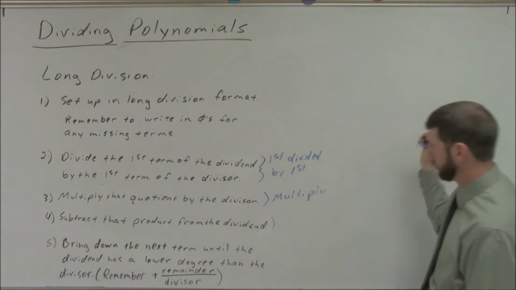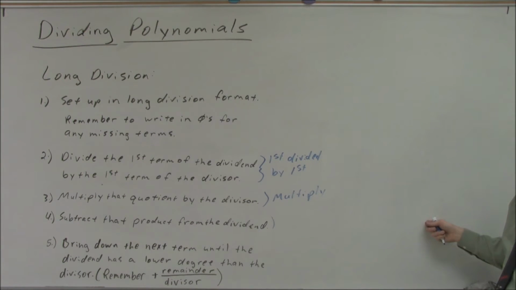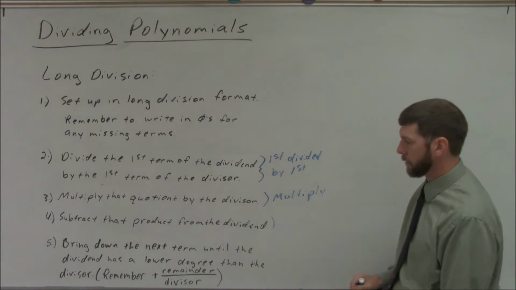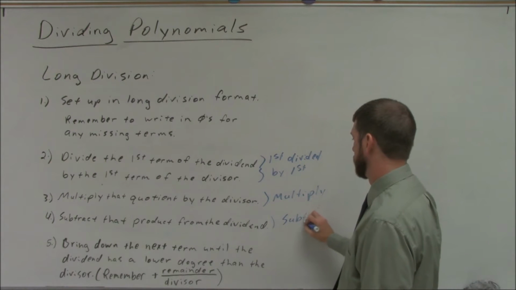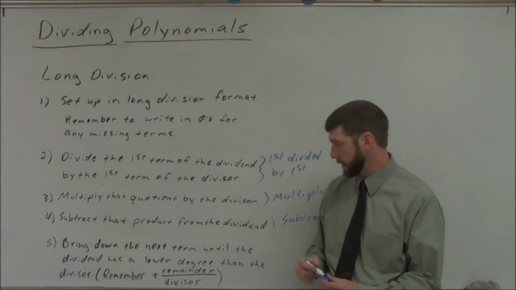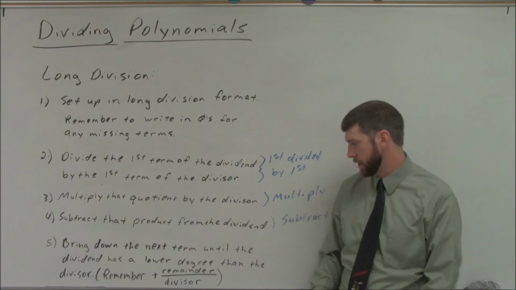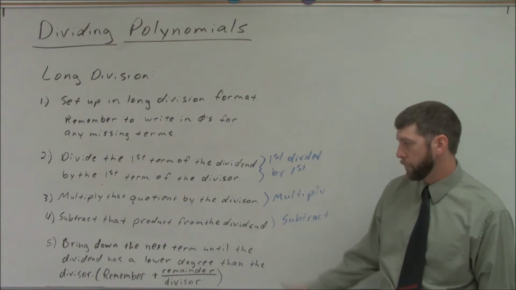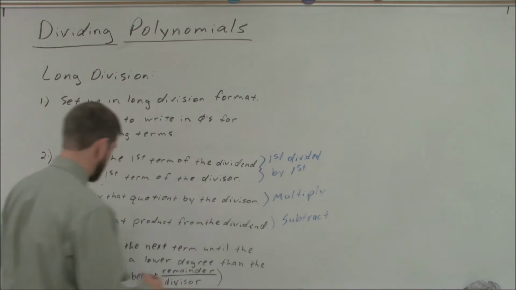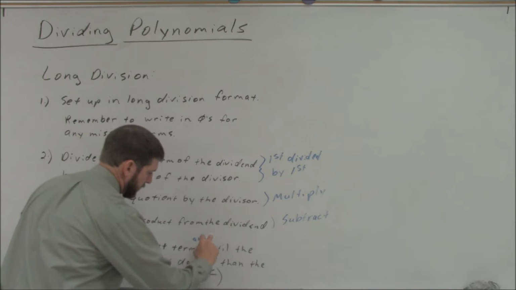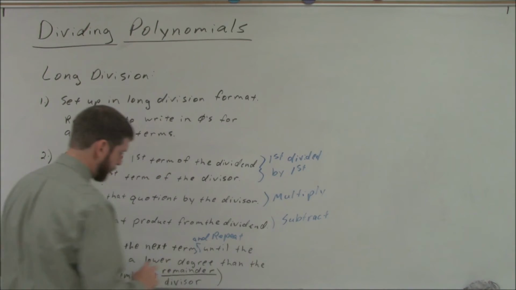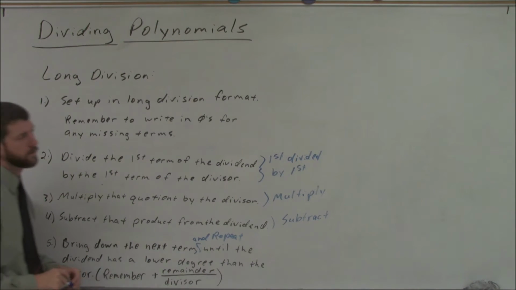And then your third step. 4 times 7 gave us the 28, and then we subtracted that, 29 over 28. So that's your third step. Subtract that product from the dividend. First divided by first, multiply, subtract, and then the next thing is bring down the next. Instead of bringing down the next digit, we're going to bring down the next term, and then we repeat. So bring down the next term and repeat until the dividend has a lower degree than the divisor.